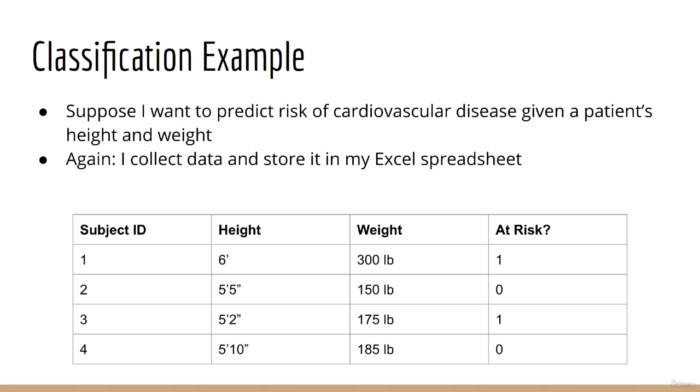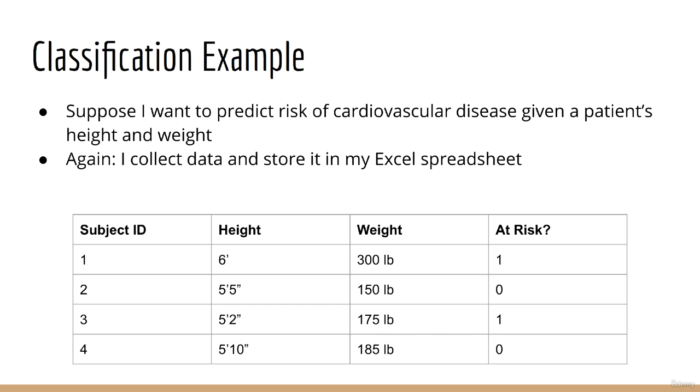So let's say I want to predict the risk of cardiovascular disease, given a patient's height and weight. This is a categorical problem because my prediction is either going to be at risk or not at risk. Again, this comes down to a data collection experiment. I'm going to look at all my hospital records and write down all of this information in an Excel spreadsheet. I'll have 2 columns to represent my X and 1 column to represent my target, Y.